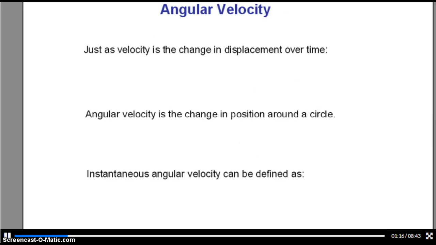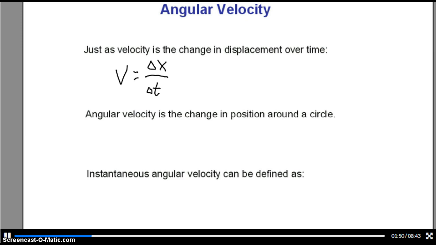Alright, so our next thing we're going to look at here is angular velocity. Velocity is a very common term we use in physics, obviously. If you remember the basic definition, velocity is the change in displacement over time, simply delta x over delta t. That was when we were talking translational motion. Now we're talking rotational, so that's a position around a circle.